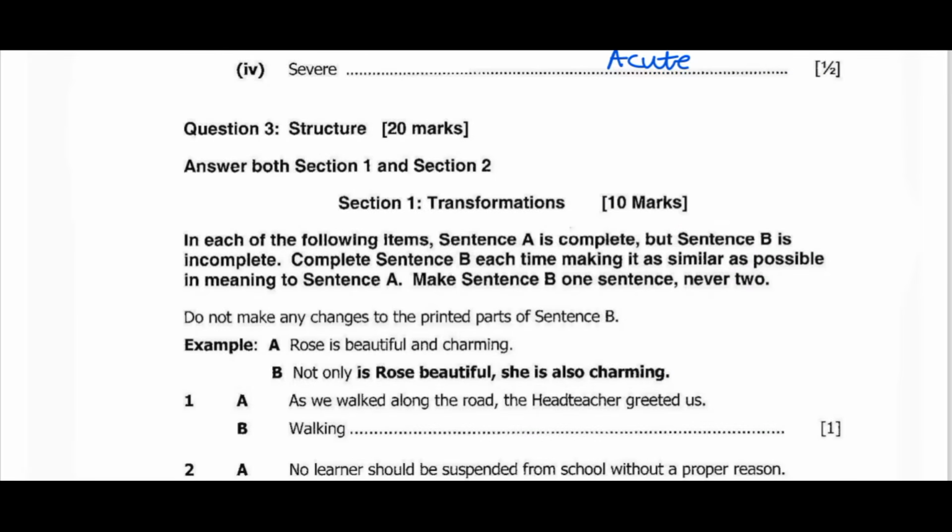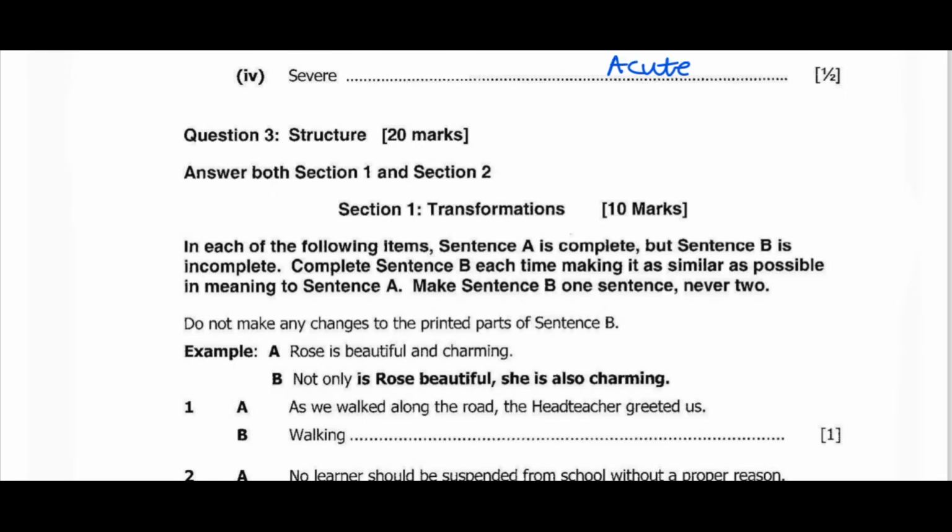Now we go to question 3, structure, 20 marks. Answer both section 1 and section 2. Section 1 we have transformation, which are commonly known as rewrites. In each of the following items, sentence A is complete, but sentence B is incomplete. Complete sentence B, each time making it as similar as possible in meaning to sentence A. Make sentence B one sentence, never two. Do not make any changes to the printed parts of sentence B.